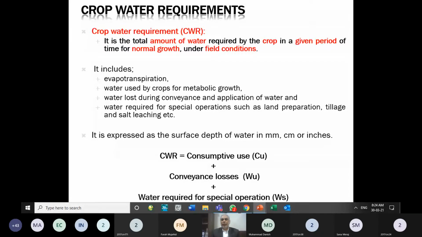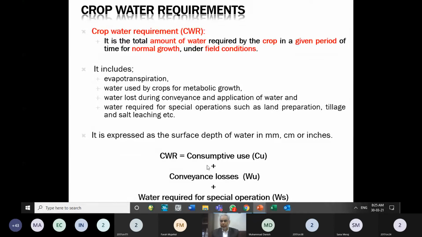Okay, crop water requirement is in general the total water required by the crop, and it includes a number of components that should be added to calculate the total crop water requirement. For example, crop water requirement consists of a component we call consumptive use, that is, the utilization which is consumed by the plant or by the field itself.